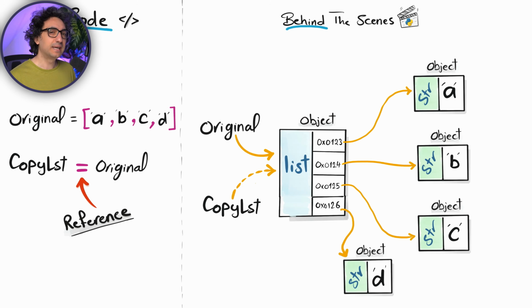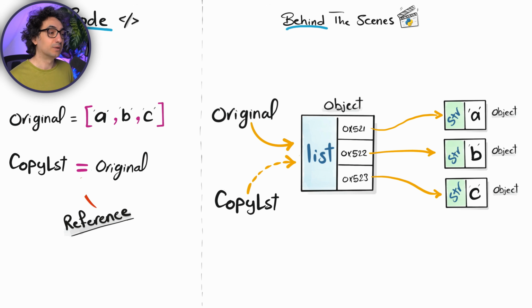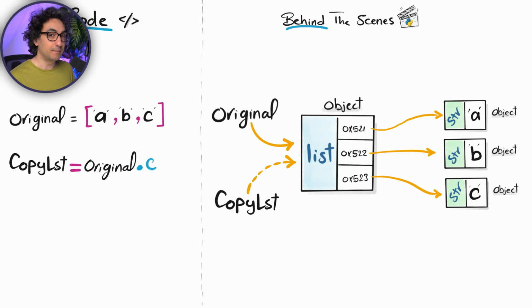Okay, so now how are we gonna fix this? I don't need a reference, I need a real extra copy, because I would like to go and play with the data in the copy without affecting the original list. So in order to do that, we're gonna use the method copy.